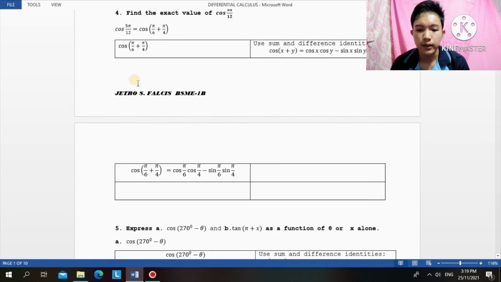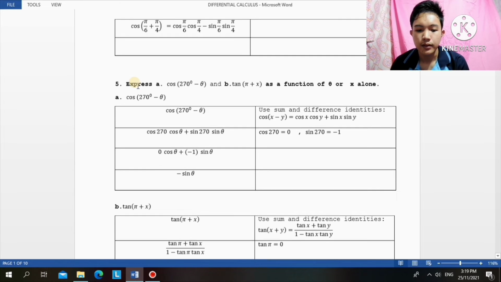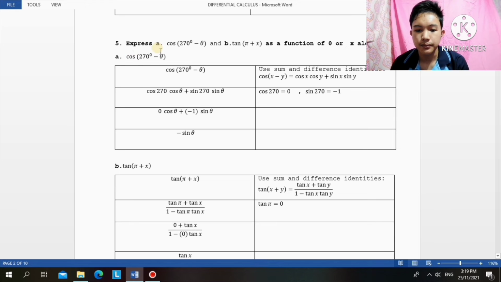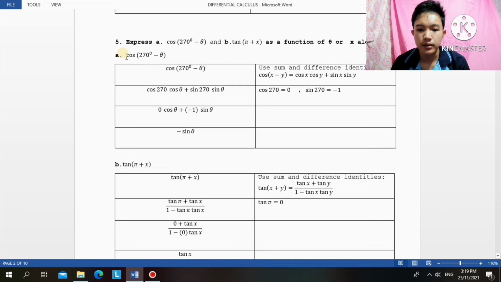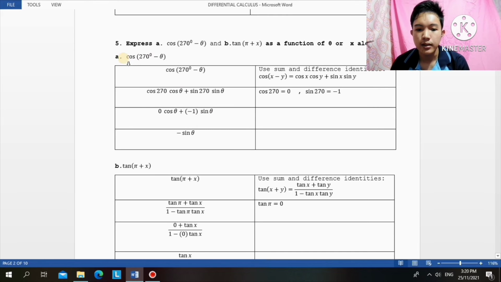Number 4. Number 5. Express a, cosine 270 degrees minus theta, and b, tangent pi plus x, as a function of theta or x alone. So, first, let's solve problem number A, which is cosine of 270 degrees minus theta.